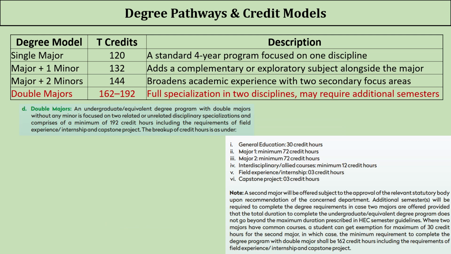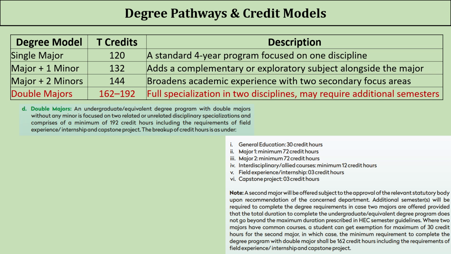Double majors, 162 to 192 credit hours. Students complete the full credit requirement for two majors, usually 72 credit hours each. If there is a course overlap, the total load may be closer to 162 credits. Otherwise, it may extend to 192. This typically extends the program beyond 4 years.